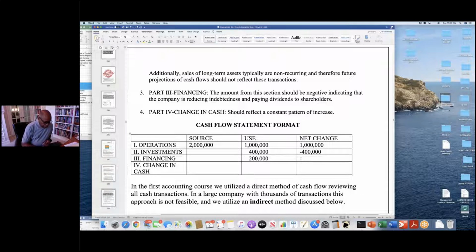So another minus 200. And we still have cash left over of 400,000. So this is how a good company looks.